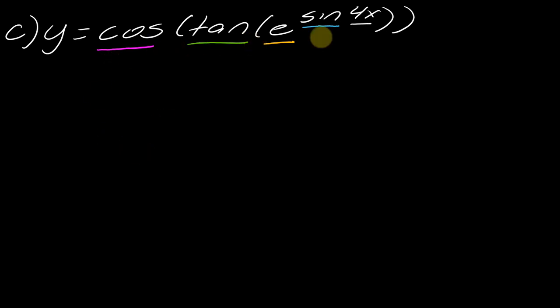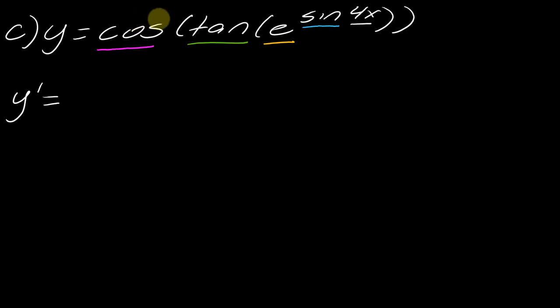So I really like color coding when I'm first getting used to this because it just helps my brain to figure out where I need to take all those derivatives. It's really common for somebody to get to this sine of 4x and forget that they have to use the chain rule here. So try using a color coding system if you're struggling with it. Okay, so I'm going to color code as I go along here.